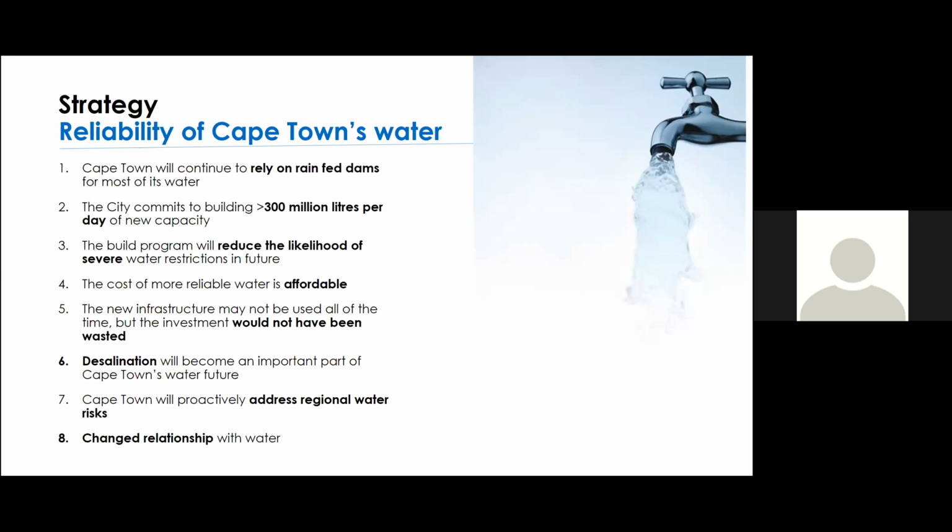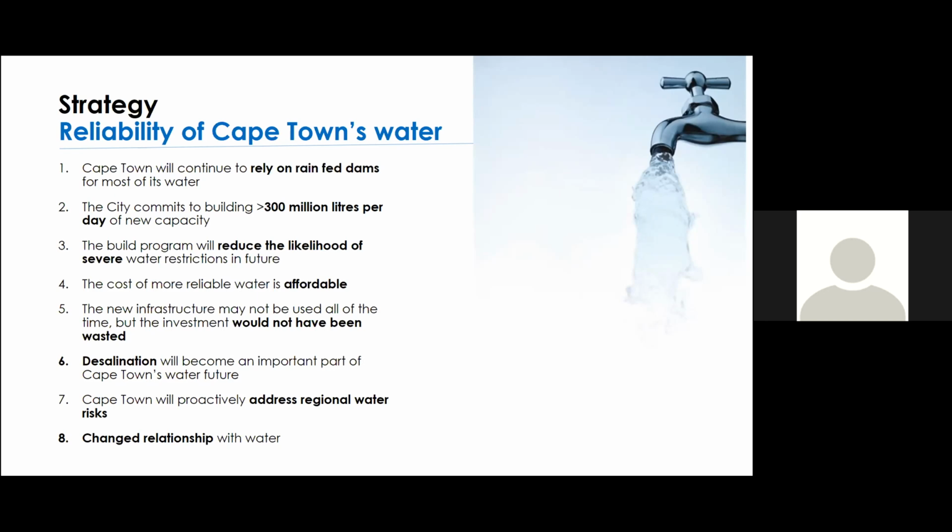And the 6th key important thing to understand or know about Cape Town's water reliability and our strategy is that desalination will become an important part of Cape Town's water future. This is one source of augmentation that is scalable and least dependent on rainfall. And Cape Town is obviously suitably located as a coastal city to maximize on this form of water augmentation.